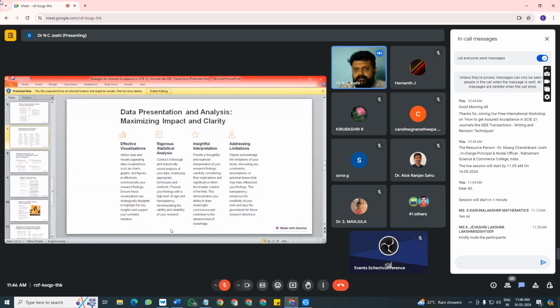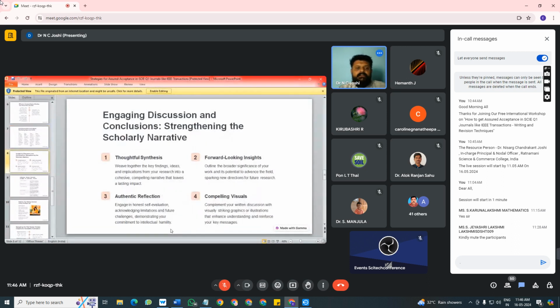In this topic, addressing limitations: openly acknowledge the limitations of your study, discussing and concentrating on assumptions or potential biases that may have influenced your findings. This transparency enhances the credibility of your work and lays the groundwork for your future research direction. So this is the main point of your limitation.